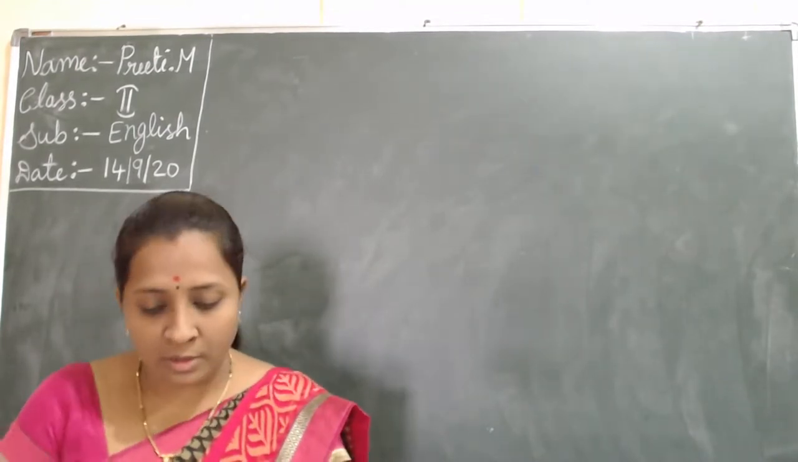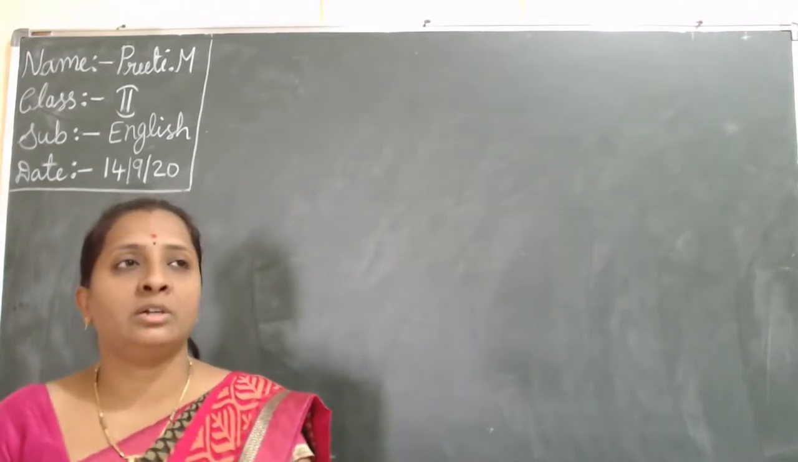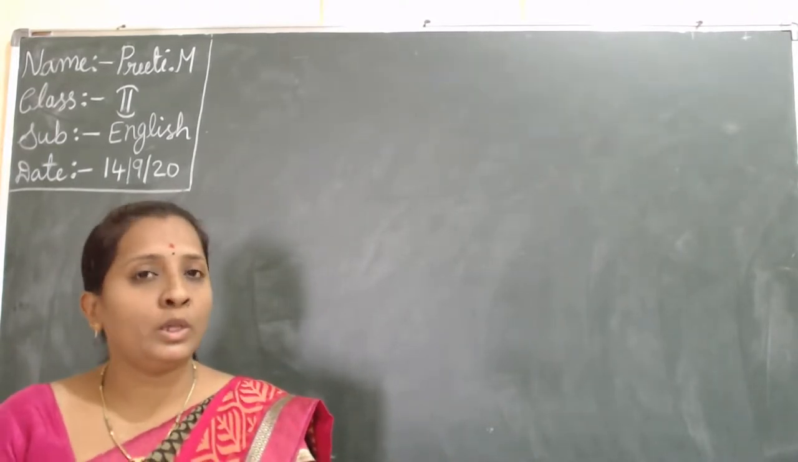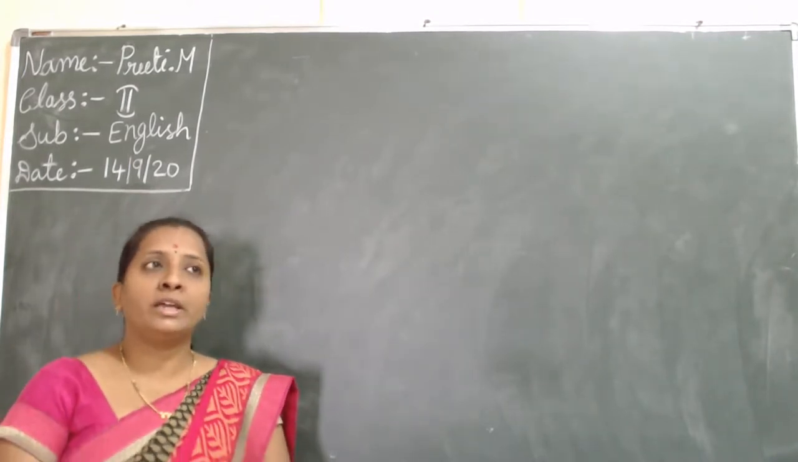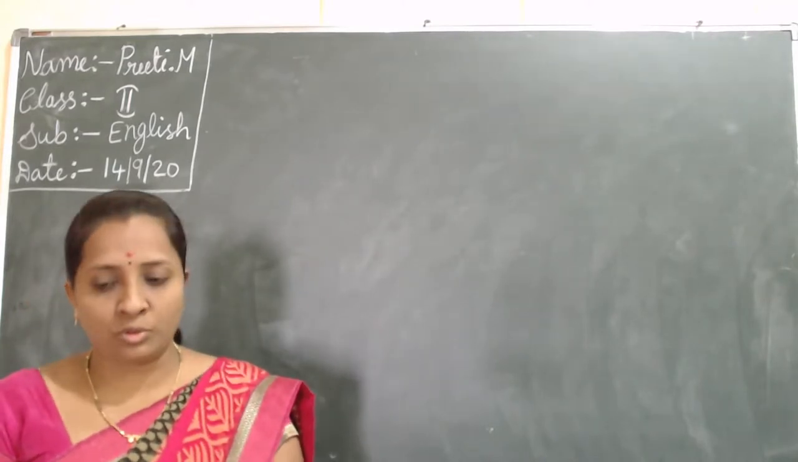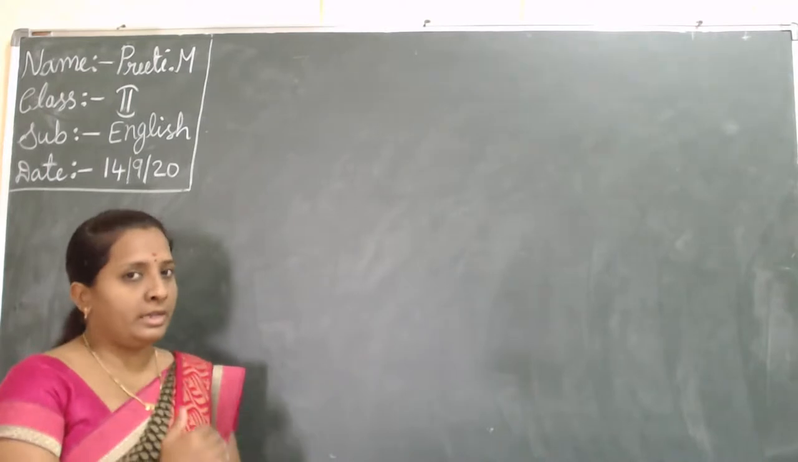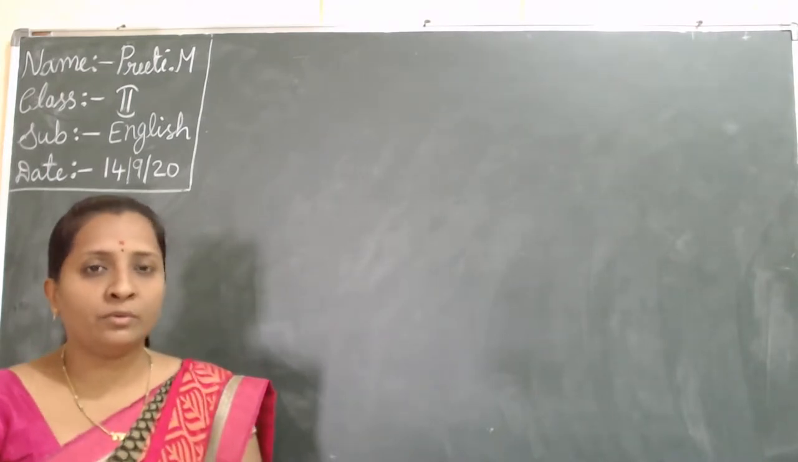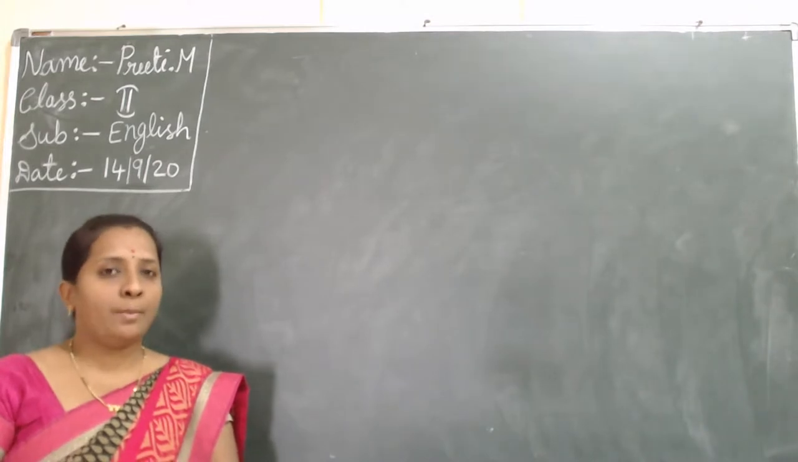Okay, children. I am teaching this lesson, The Rabbit and the Lawyer. In this lesson, I have taught you in the grammar part how to use the apostrophe. What do you mean by apostrophe, children? Before the letter S and after the naming word, there is a small symbol. This is known as apostrophe.